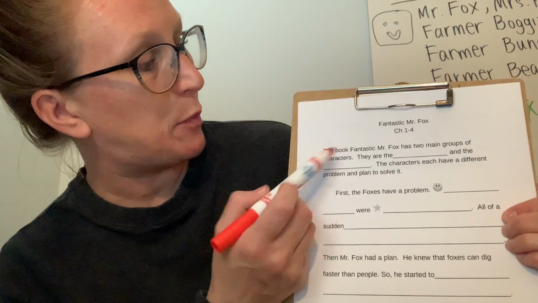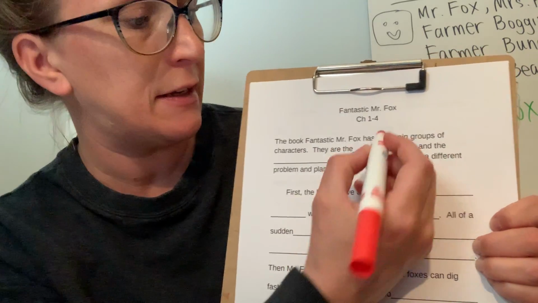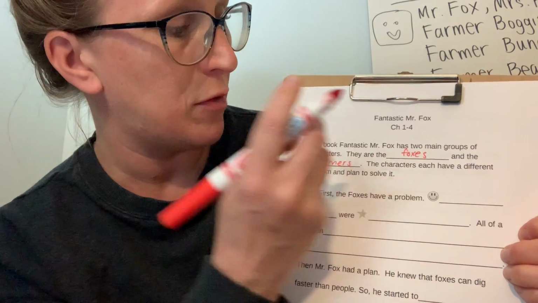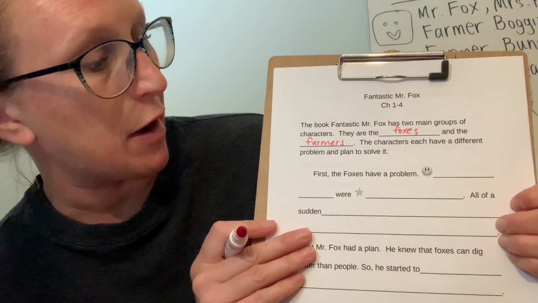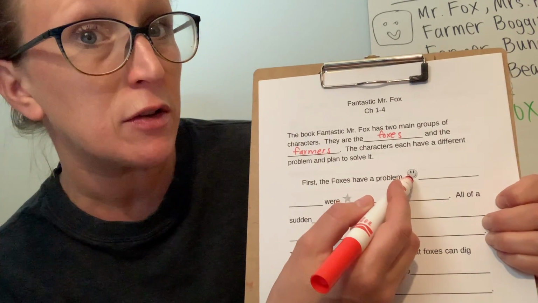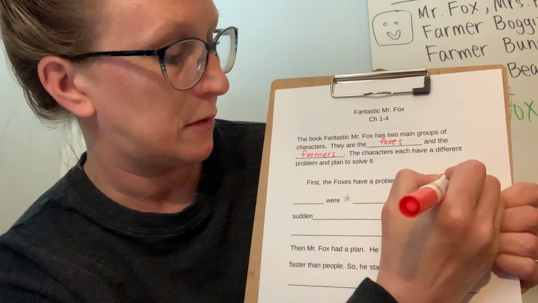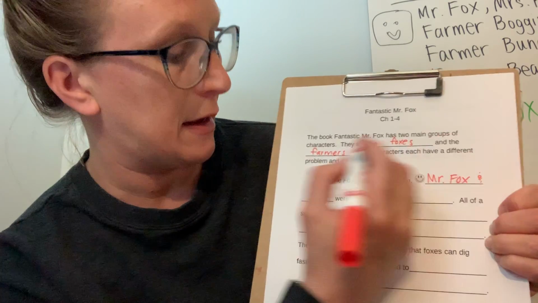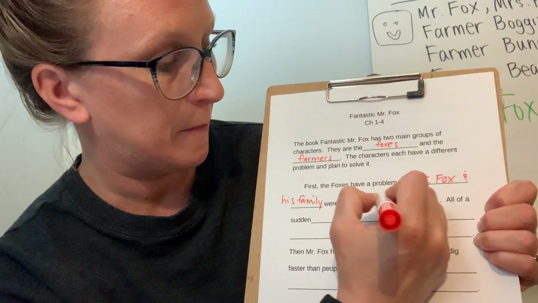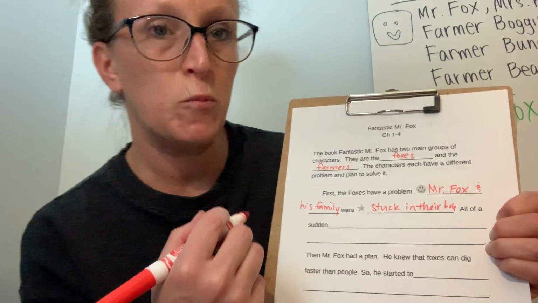So here's the template. It says, the book Fantastic Mr. Fox has two main groups of characters. They are the, right, you write foxes, and the farmers, right? We know that. That's easy. The characters each have a different problem and plan to solve it. First, the foxes have a problem. Now, this little smiley face, I don't know if your parents know, but you know that's like a symbol for our characters. So we could say Mr. Fox and his family were stuck in their hole.